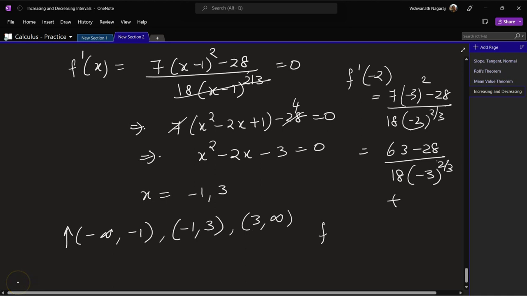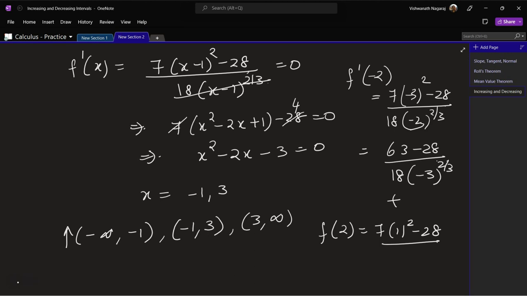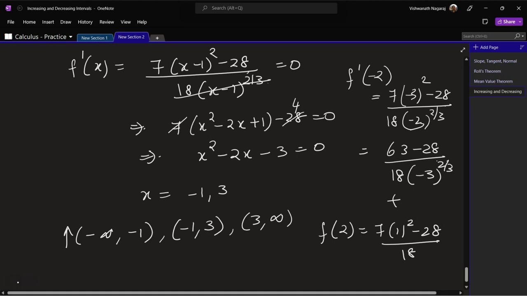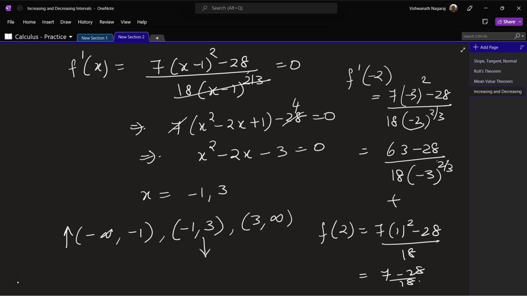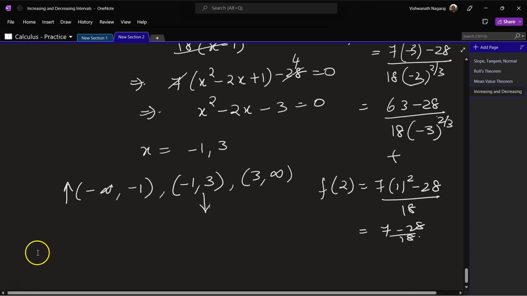Let's take the next interval, minus 1 to 3. Let's take 2, which gives us 7 times 1 square minus 28, and in the denominator we will have again 2 minus 1, 1, so 18, which gives us 7 minus 28 by 18. Denominator is positive, numerator is negative, which means in this interval it will be descending.